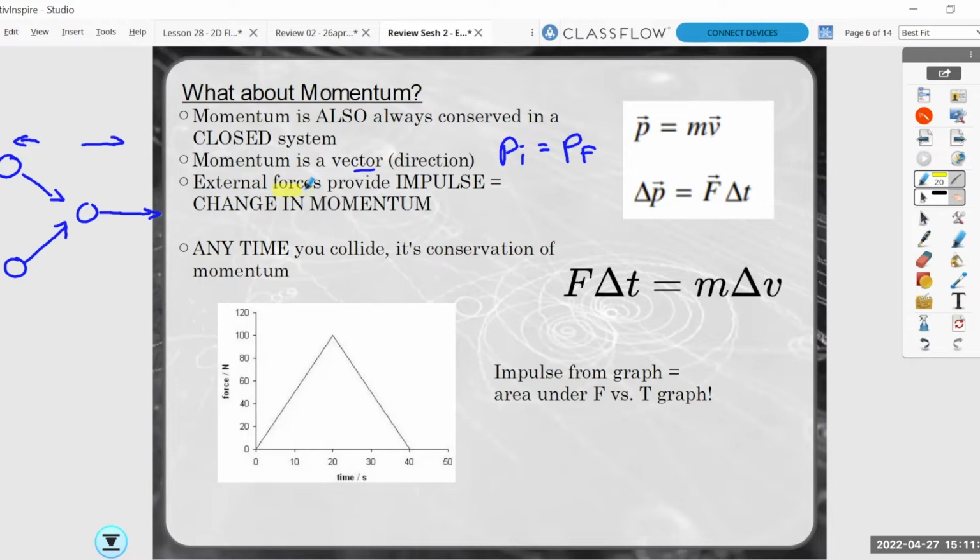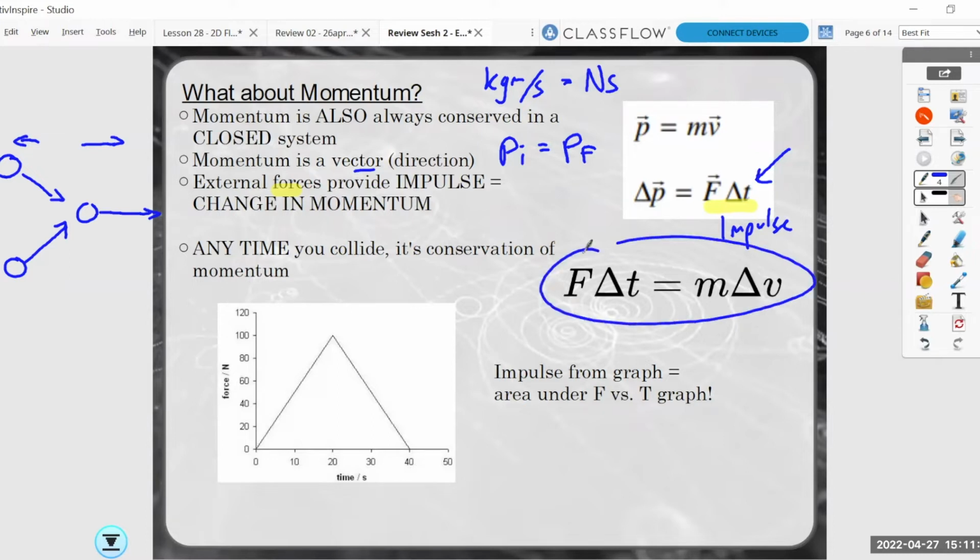This is sort of the mirror image of work, right? Rather than force times distance being work, for momentum we've got force times time, which goes by the name of impulse. The units for momentum, there are two units you could use: kilogram meters per second, or newton seconds also works, and they are exactly the same in this case. So impulse changes momentum. Change in momentum is F delta t. You can expand that a little bit. This is our F delta t equals m delta v equation: impulse equals change in momentum. And that's a really helpful one to have.